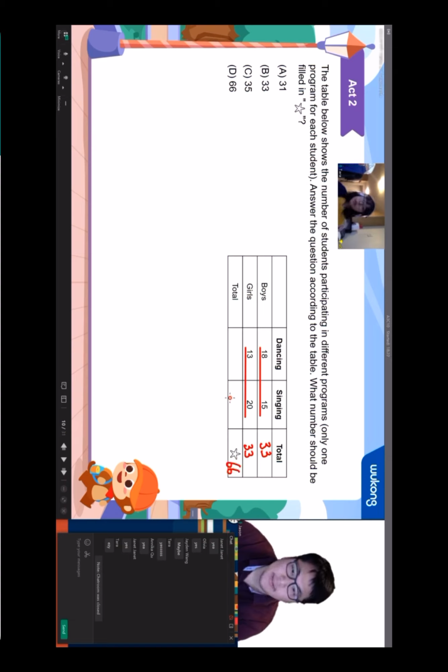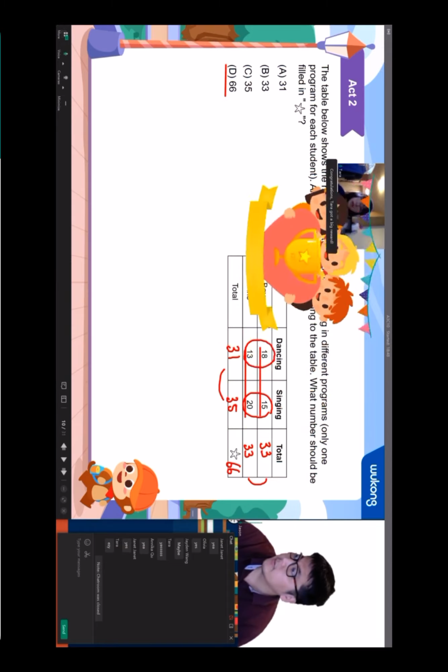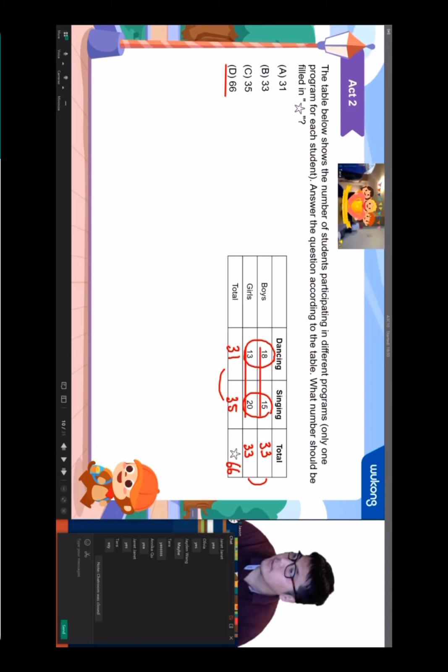But to check that, I did 18 plus 13, which equals to, I think, 31. Yes, 31. And then 15 plus 20 equals to 35. And 31 plus 35 equals to 66. Very good. Perfect. So it's good that you also double checked your work, Tara. Thank you very much. I'll give you a trophy.